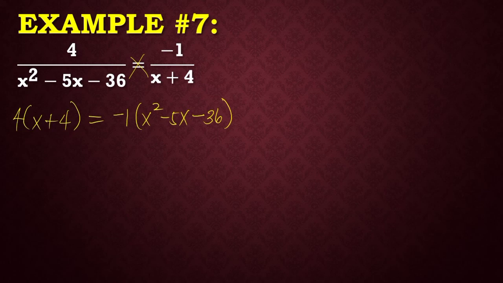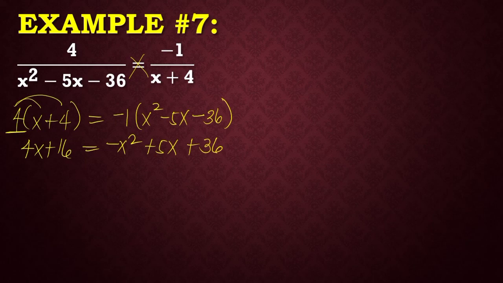And then, distribute natin yung 4 dun sa mga terms na nasa loob ng parenthesis, magiging 4 times x, 4x. 4 times 4, that is 16, is equal to negative 1 times x squared, negative x squared, o sa madaling salita, kapag minultiply na natin ang negative 1 sa mga terms dun sa trinomial na yon, mag-iiba lahat ang sign. So, negative 5x magiging 5x, and then negative 36 magiging positive 36.